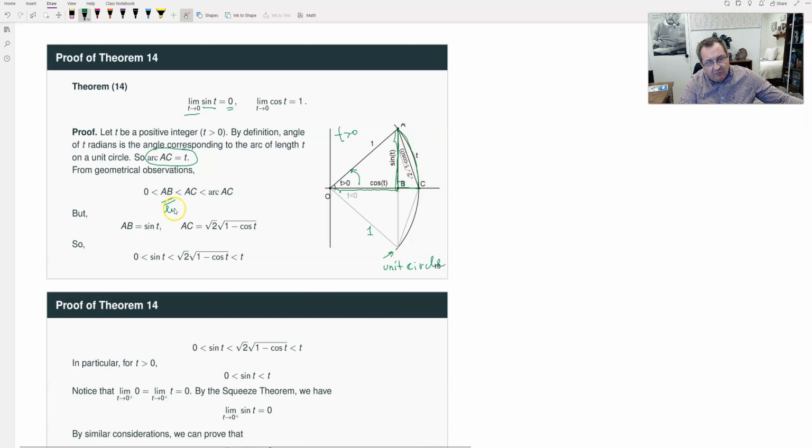And the leg of a right triangle is shorter than the hypotenuse of the right triangle. AC is the hypotenuse, and it's guaranteed to be longer than the leg. Now, AC is the hypotenuse, and that's the line connecting A and C, and that's the shortest way you can travel from A to C. Another way you can travel from A to C is along the arc, but that would be longer.